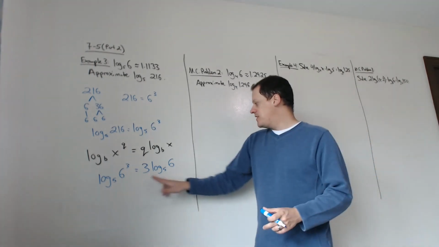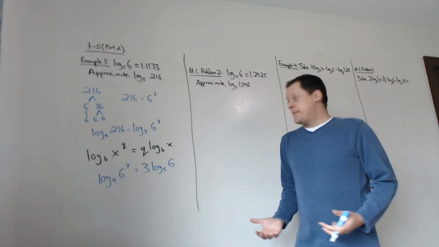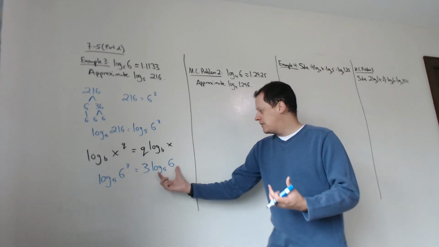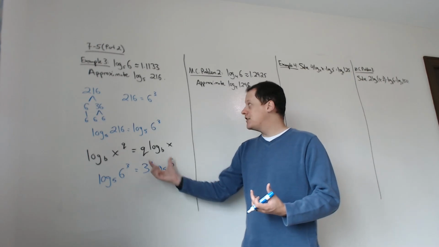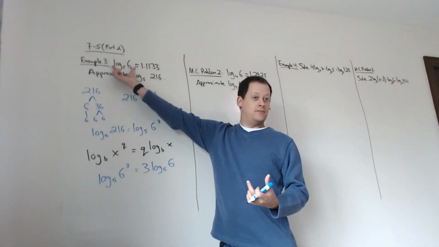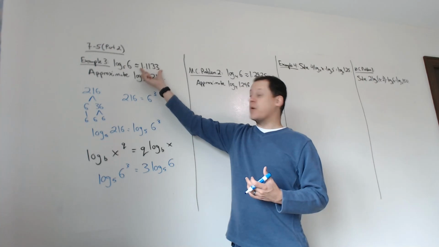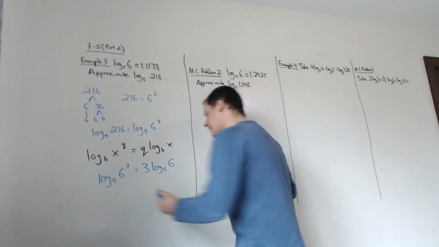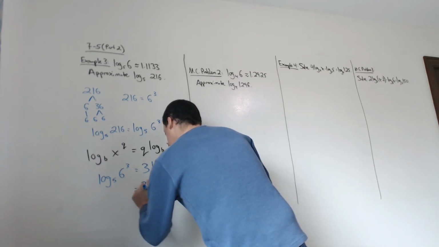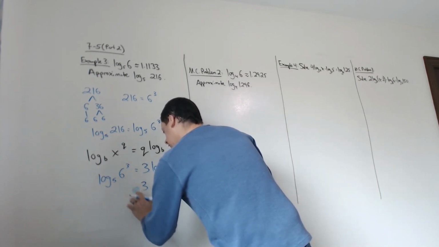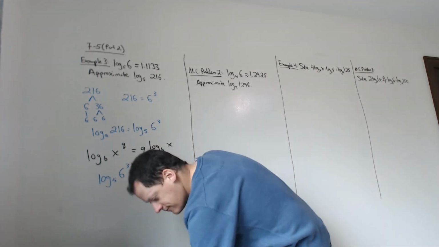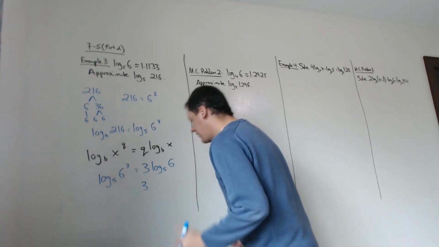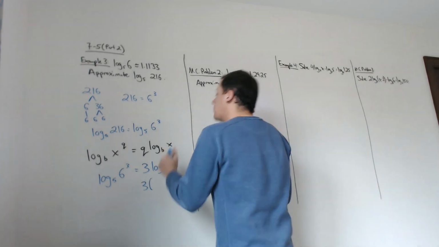So this is equal to 3 times log base 5 of 6. How does that help us? Well, log base 5 of 6 is this, which we can approximate this way. So we're just going to plug in this number for log base 5 of 6. This is approximate. Okay, so this is 1.1133.